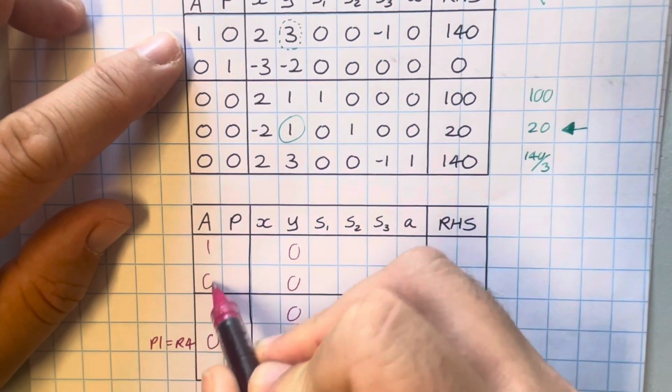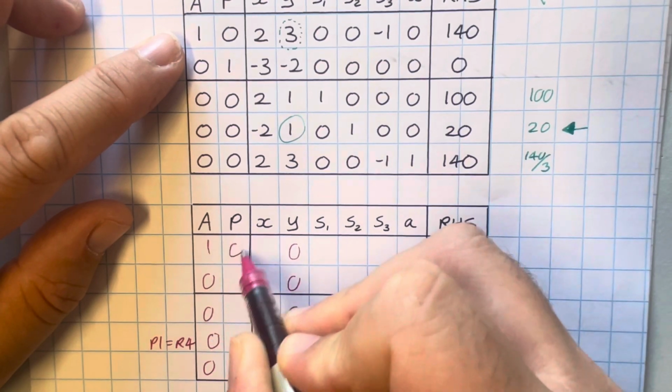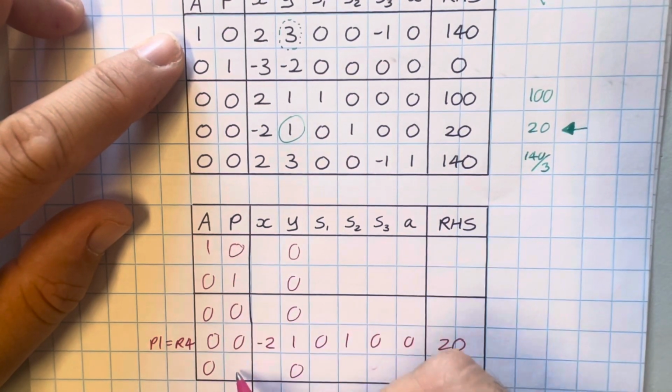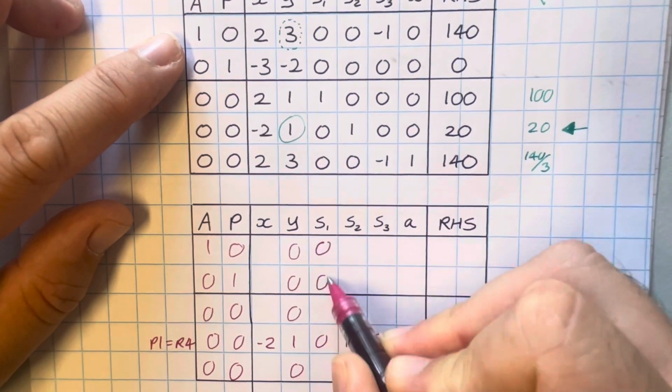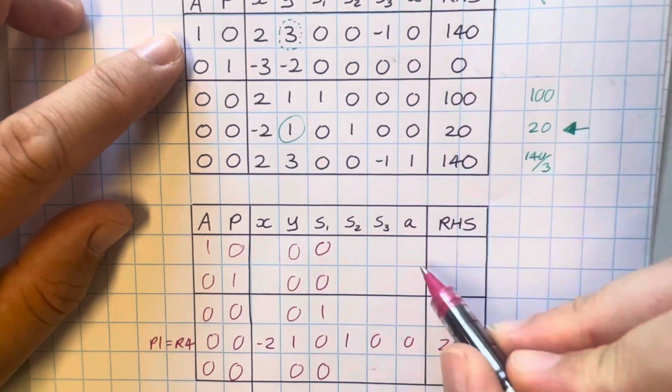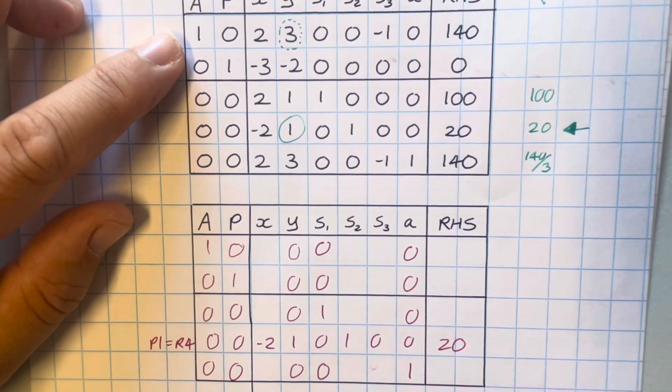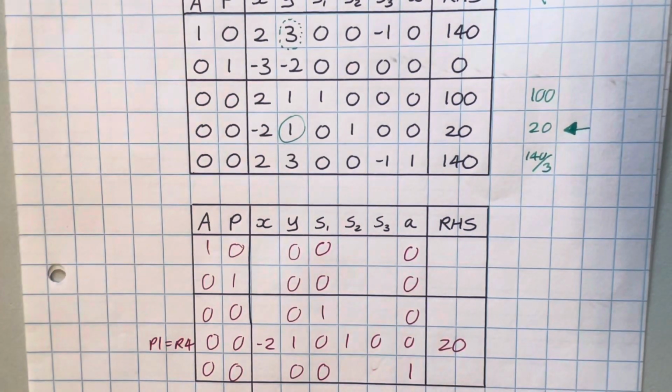These ones will always be pivot columns, like so. S1 and A1 will remain as 1s and 0s, 1, 1 and 4 zeros. Okay, so those are the values that I'm going to get rid of.